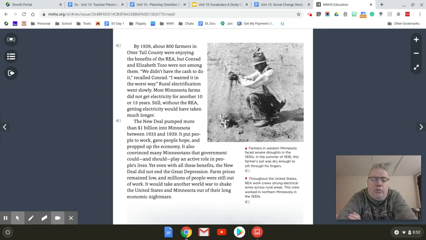The New Deal pumped more than $1 billion into Minnesota between 1933 and 1939. It put people to work, gave people hope, and propped up the economy. It also convinced many Minnesotans that government could and should play an active role in people's lives. Yet, even with all of these benefits, the New Deal did not end the Great Depression. Farm prices remained low, and millions of people were still out of work. It would take another world war to shake the United States and Minnesota out of its long economic nightmare.